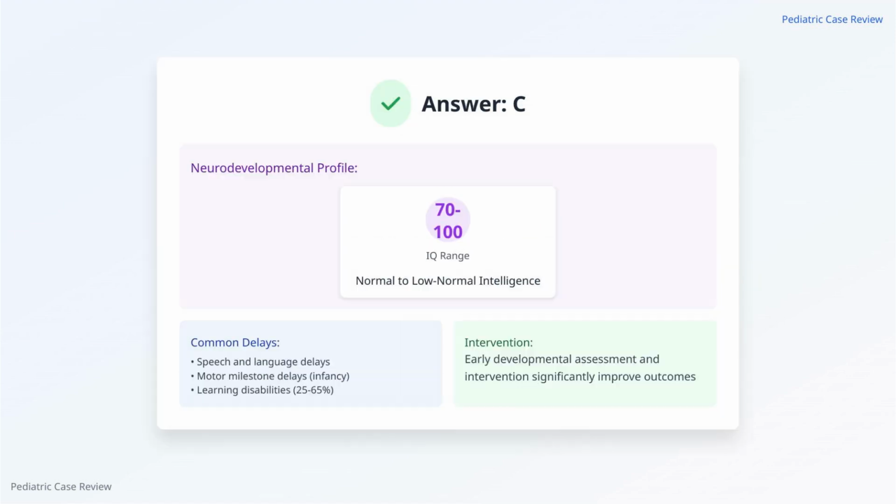Most individuals with Noonan syndrome have normal to low normal intelligence with IQ scores between 70 and 100. Speech and language delays are common, as are motor milestone delays in infancy. Learning disabilities occur in 25 to 65%. Early developmental assessment and intervention significantly improve outcomes.